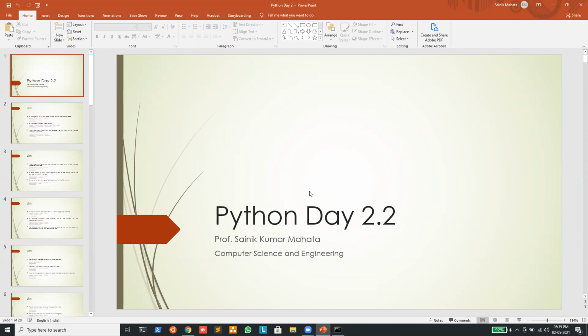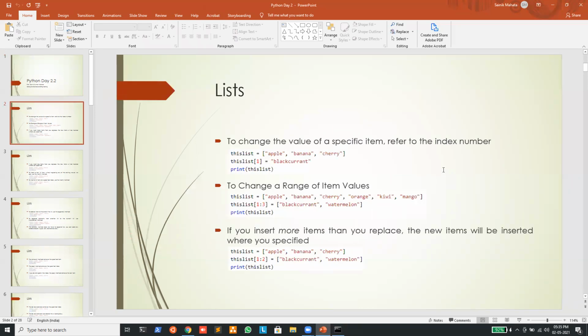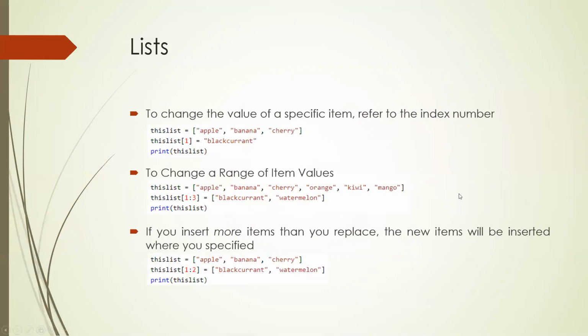So again, to continue from lists, just a second. Let me full screen this. Okay. So again, to change the value of a specific item, I refer to the index number. We have discussed this as well, that if I want to change the value of a specific item, in this case, I want to change the value of the element that is at the first index. So we can directly write it like this. And if I print this list, it will print what? Apple, blackcurrant, and then cherry.